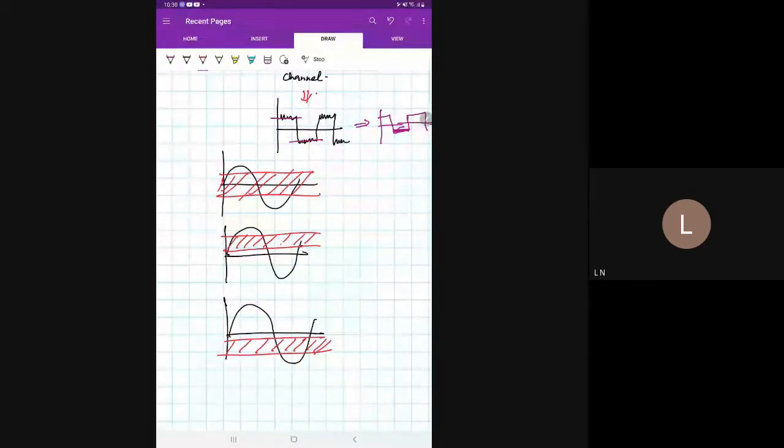ठीक है उसमें level clipping can be achieved by Zener diodes also. Okay? Because Zener diodes, they act as constant voltage source. Sorry, they act as a constant voltage regulator. Therefore, we can also achieve this clipping, whether one side clipping, top or bottom, or two level clipping, with the help of clippers made up of Zener diodes.